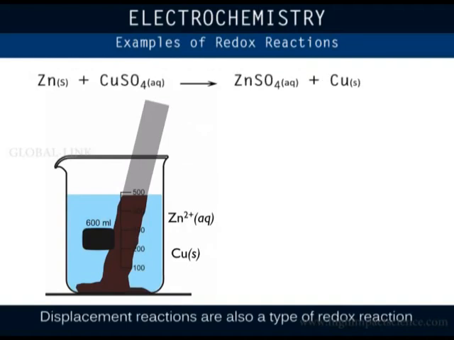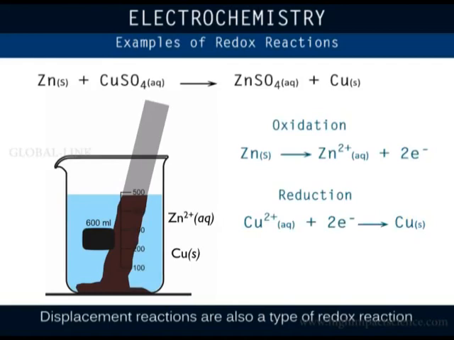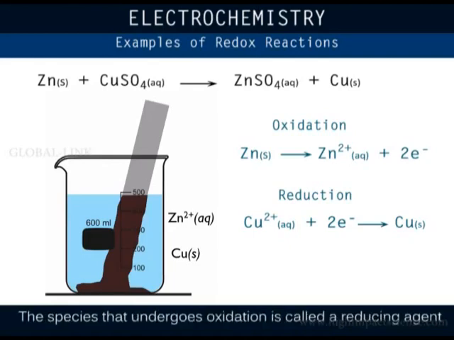For the ionic equations, zinc is oxidized to zinc ions by losing 2 electrons. Copper 2 is reduced by gaining 2 electrons to form copper atoms. The species that undergoes oxidation is called a reducing agent because it reduces the other. Zinc undergoes oxidation, and in the process, it reduces copper 2 ions. Therefore, zinc is a reducing agent, also called a reductant.